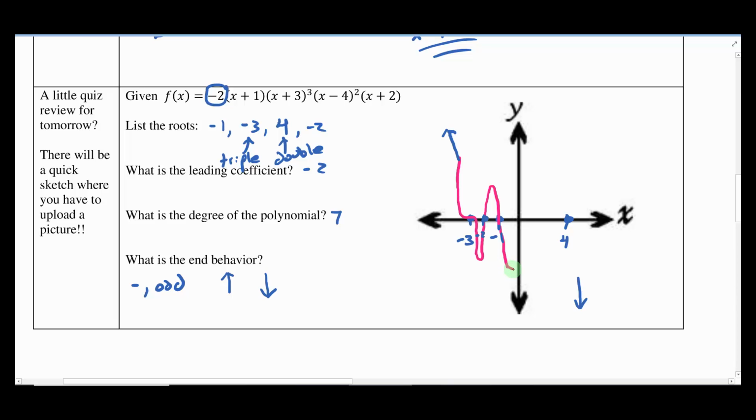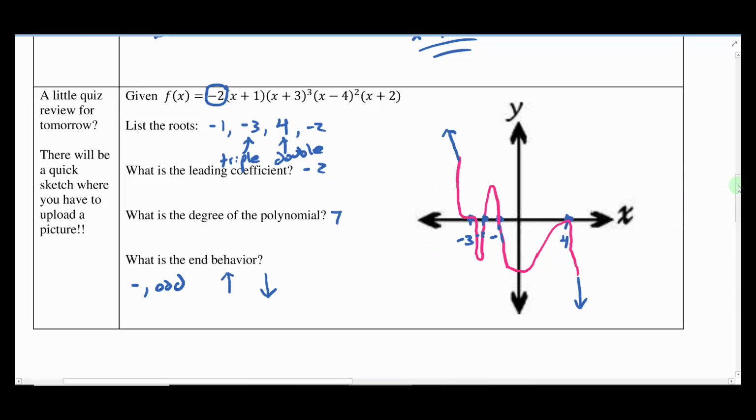And then eventually we're going to turn, we have to come back up to the 4. But remember, the 4 is a double root. And at a double root, we bounce. So we're going to come up here, bounce off the x-axis, and come on back down to meet up with our other end of the polynomial. You can see the difference in colors kind of highlights the difference between the ends of the polynomial and all of the squiggly stuff that happens in between.